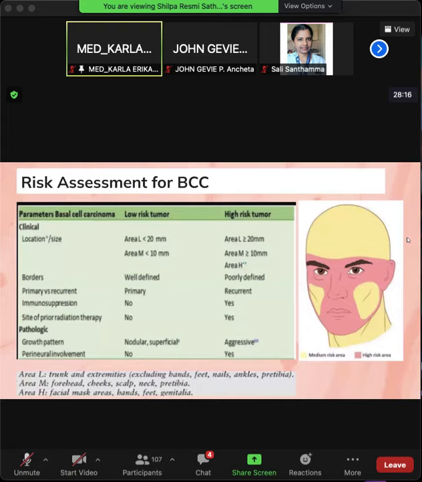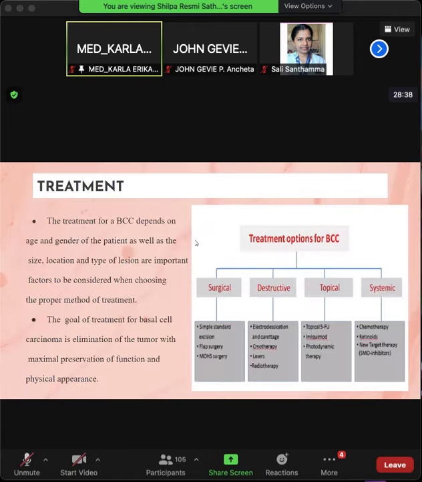So next are the pathological characteristics. Growth pattern: if it's nodular and superficial, then it's low risk. And if it's an aggressive pattern, then it's already high risk. And next, perineural involvement. If there is perineural involvement, then it's high risk. And if there's no perineural involvement, then it's low risk.